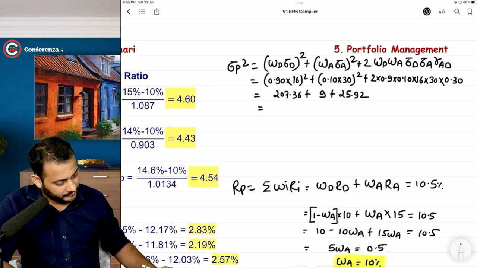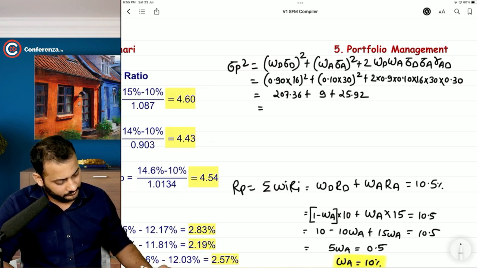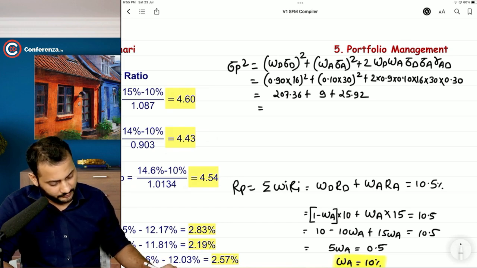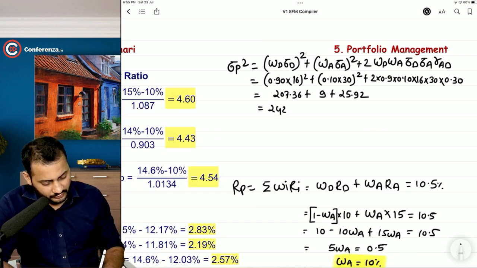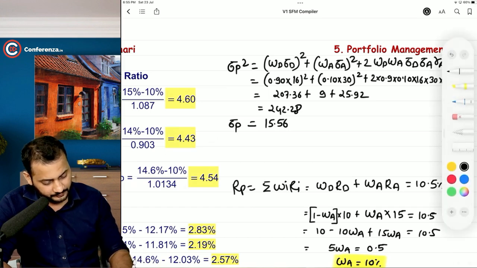Let me just calculate it once again. 2 into 0.9 into 0.1 into 16 into 30 into 0.3 is 25.92. Plus 9, plus 207.36, is 242.28. Standard deviation of the portfolio is the square root of this, which is 15.57%.